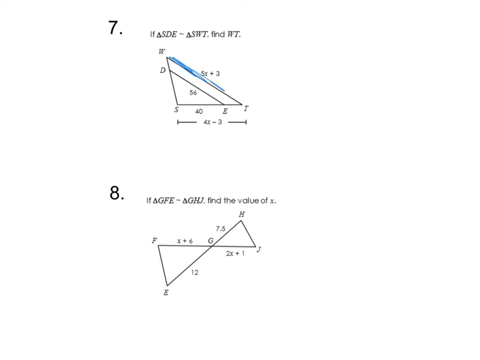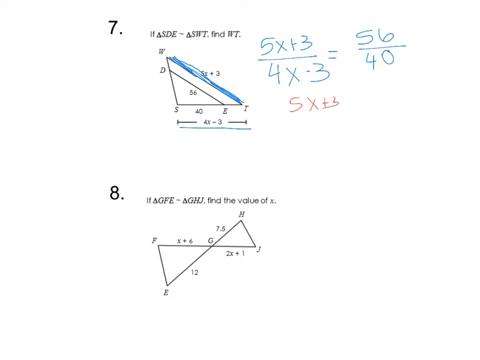So I'm going to start with the big side, right? 5x plus 3 over the big side, 4x minus 3 equals, so I started with the bottom of the triangle, so now 56 over 40. And that's just one way of setting it up. You could also set it up 5x plus 3 over 56, right? Long over long equals like the side over the side, 4x minus 3 over 40. Okay, you can do it either way.